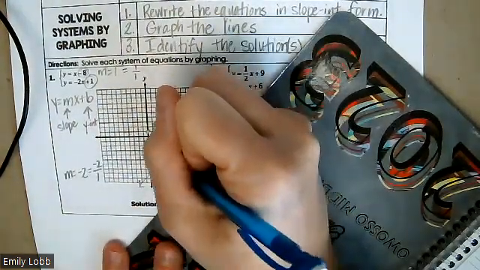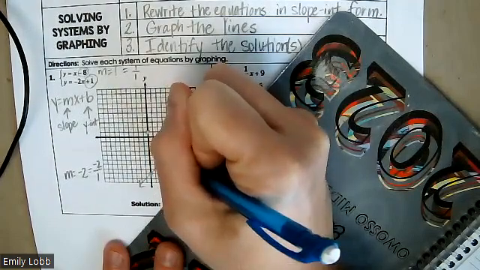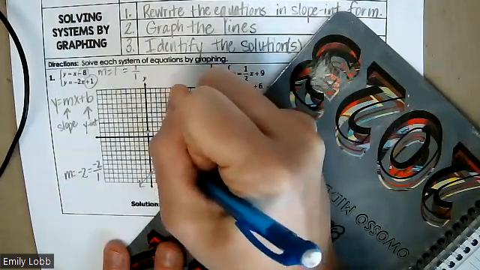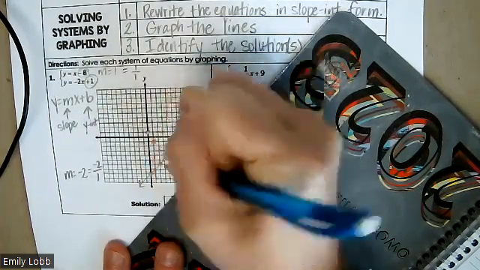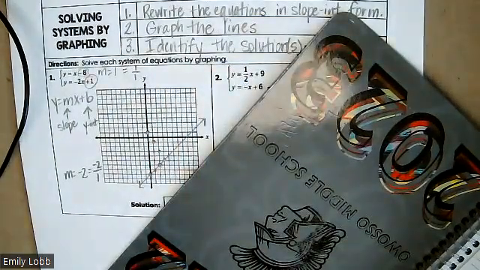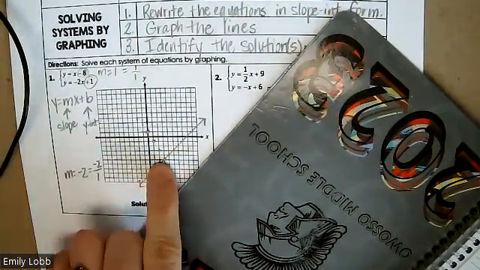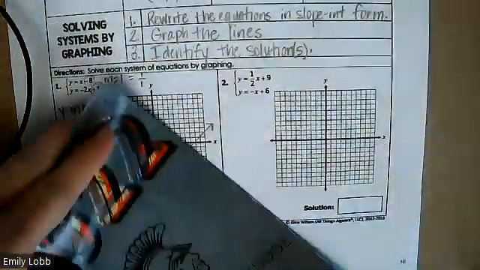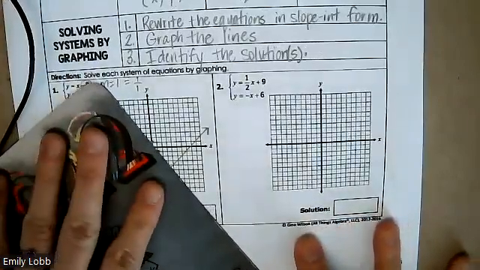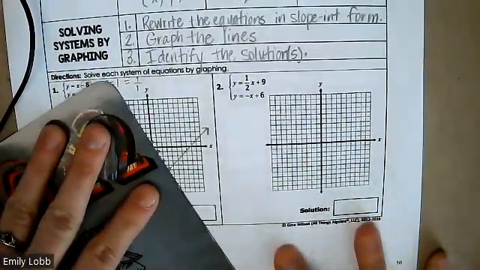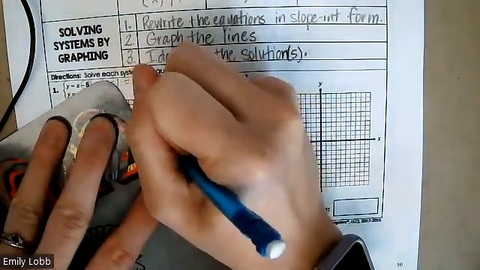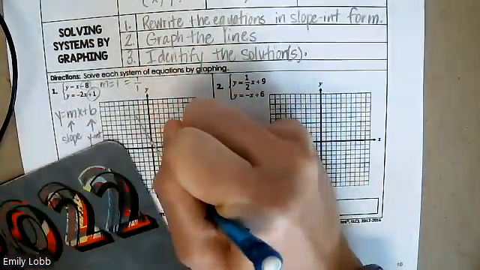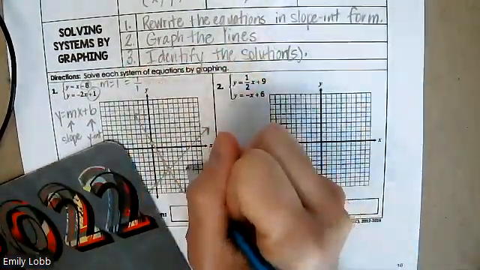So count down 2 over 1 and put a point. Count down 2 over 1 and put a point. And just for accuracy's sake, I would kind of continue on until you hit the other line. That way you are definitely accurate, just in case your lines don't happen to be straight. And then I'm going to just extend my line here. Make it official, even though we already should have located our solution, right?